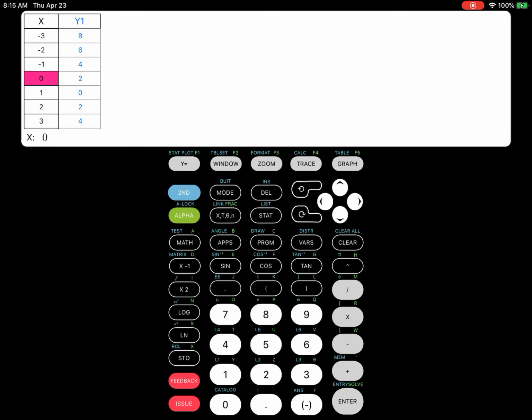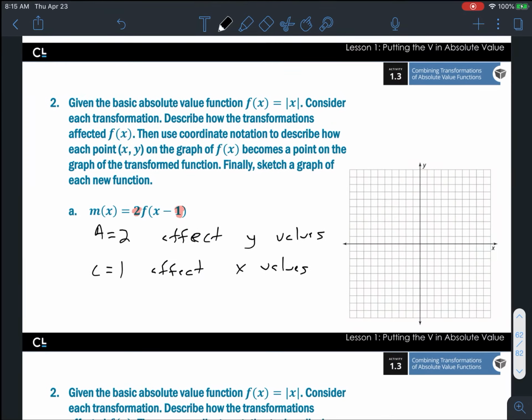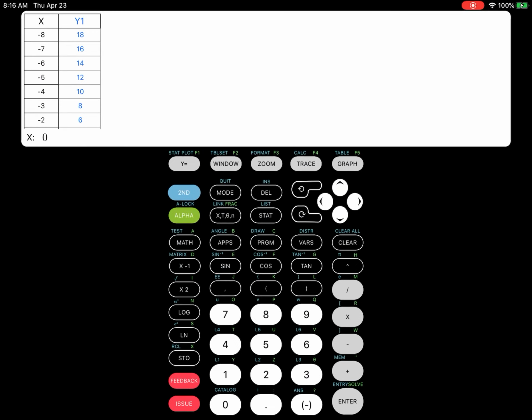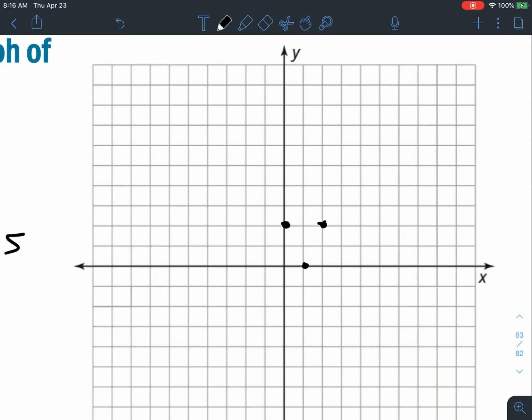So when we look at this, our y points: when x is 0, y is 2. When x is 1, y is 0. So if we go on here and graph, when x is 0, y is 2. When x is 1, y is 0. When x is 2, y is 2. Then we looked at when x is 3, y is 4.